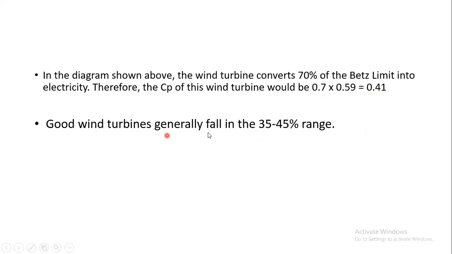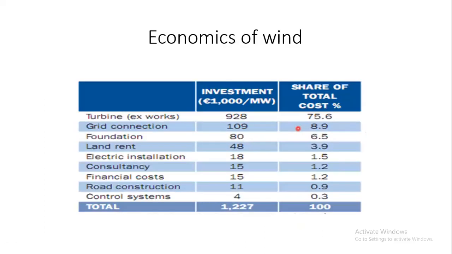Good wind turbines generally fall in the 35 to 45% range in producing electricity from the wind. The economics of wind tells us how the turbine works. The investment would be about 1000 per megawatt, and this is the share of total cost, all related to the economics.